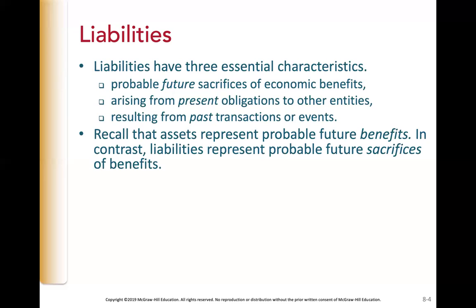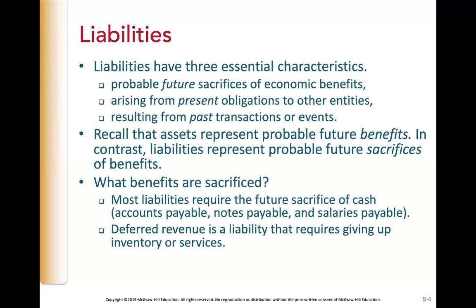Remember, assets represent probable future benefits. Liabilities represent probable future sacrifices of benefits. So what benefits are going to be sacrificed? Most of the time we're talking about cash. Accounts payable, we're going to be paying off our suppliers. Notes payable, we'll be paying back that money we borrowed from the bank. Salaries payable, we'll be paying the employees cash that we owe them.